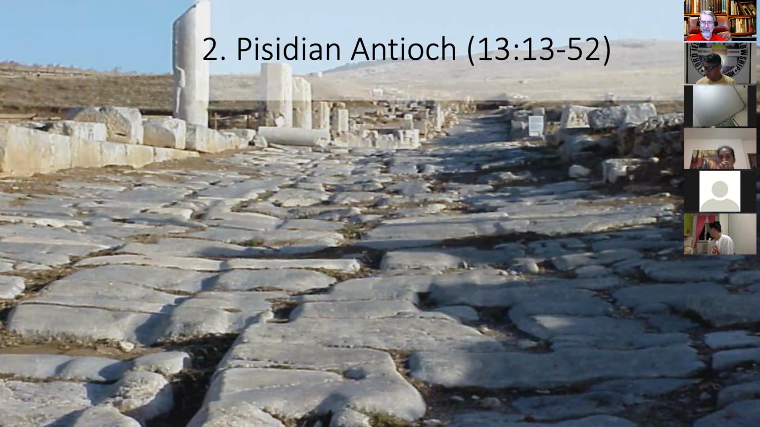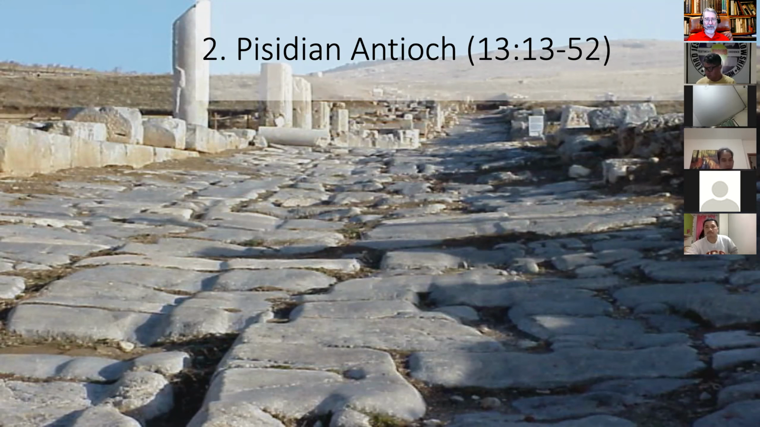We are told that from Perga, Paul went directly to Antioch of Pisidia. Antioch of Pisidia is a different Antioch. The various Antiochs are named for an earlier king by the name of Antiochus, not Antiochus Epiphanes. He was a bad guy, but for another Antiochus. And so Antioch is a fairly common name. Antioch of Pisidia is a major city in the central Turkish plateau country.